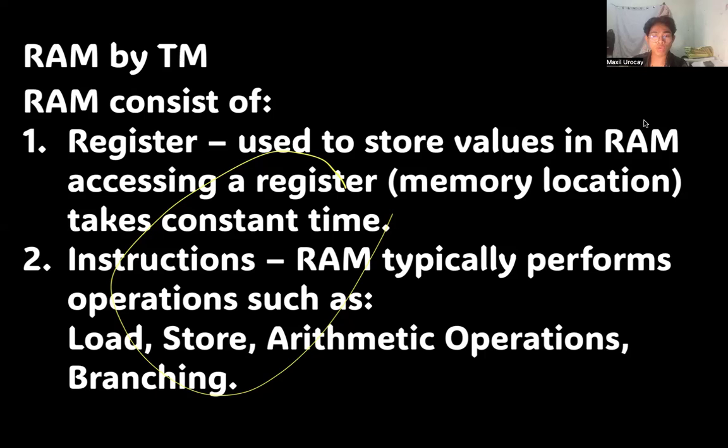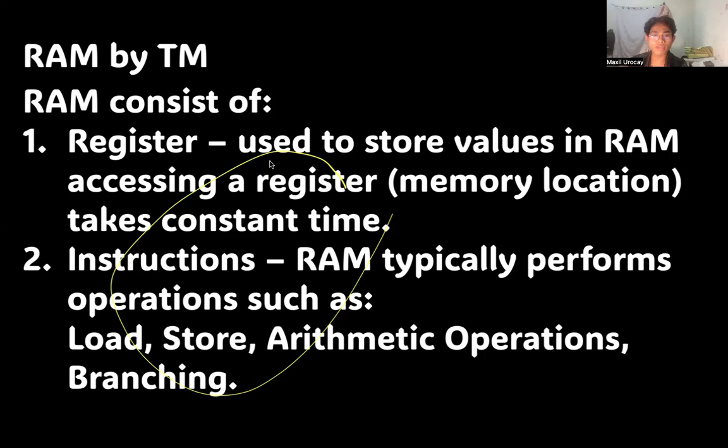Next are the instructions. The RAM typically performs operations such as loading, storing, arithmetic operations, branching, and so on. For loading, we transfer the data from the memory to a register. For storing, we transfer the data from a register to the memory. Then the arithmetic operations are addition, subtraction, and so on, and for branching, we redirect the program flow based on conditions, such as jump statements, conditional branches, and so on.